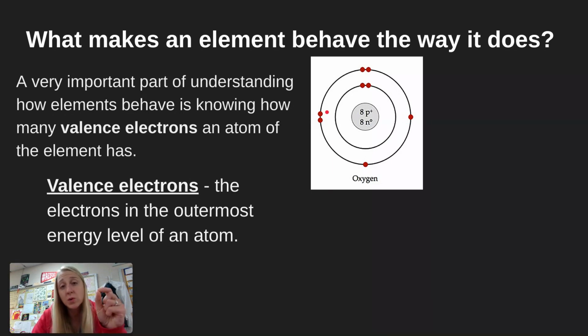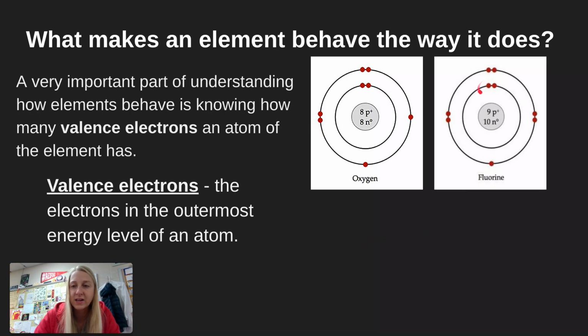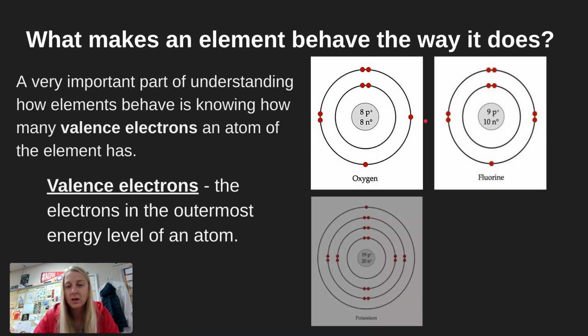But its total number of electrons is different from its valence electron number. Remember, valence electrons are only the electrons in the outermost energy level, so I'm actually going to ignore these two in here. All I care about when I'm thinking about valence electrons is this outer shell. So if we count those, we have 1, 2, 3, 4, 5, 6 valence electrons in this atom of oxygen. Let's look at another one. Here's fluorine. So again, ignoring anything on the inside, ignoring these two, fluorine has 1, 2, 3, 4, 5, 6, 7 valence electrons.